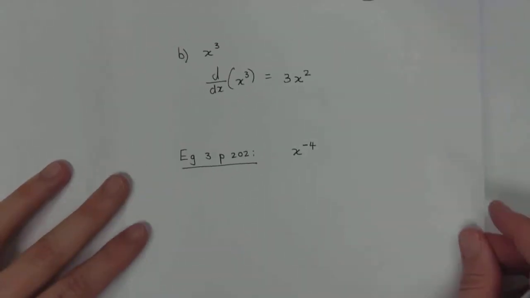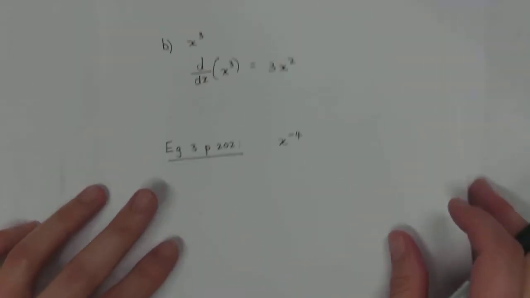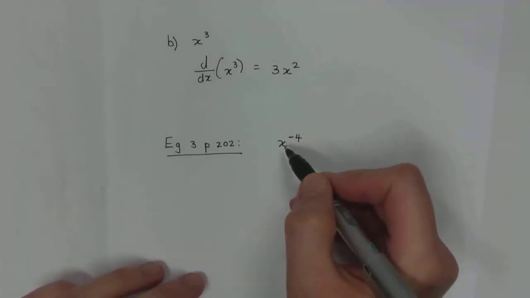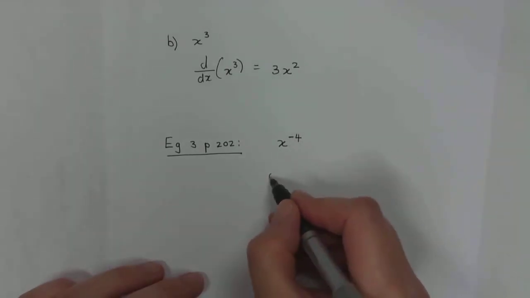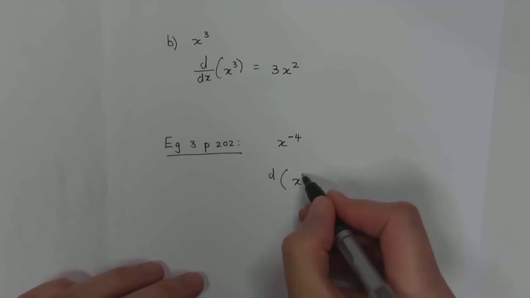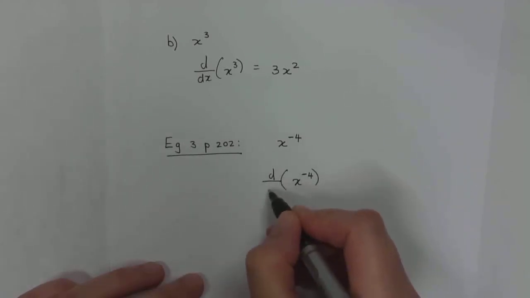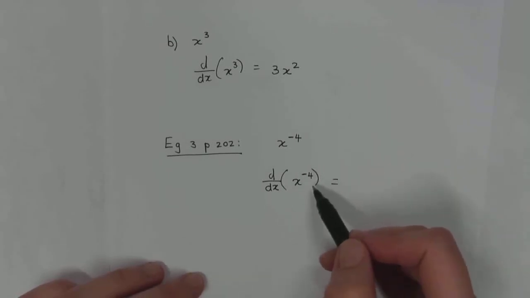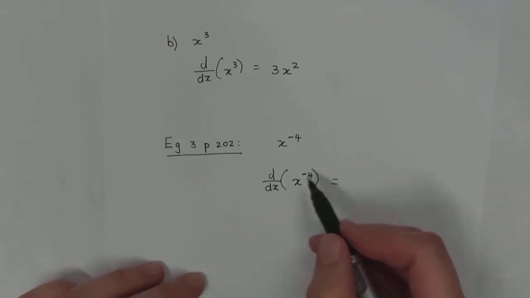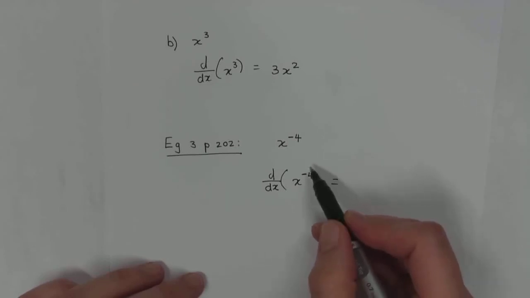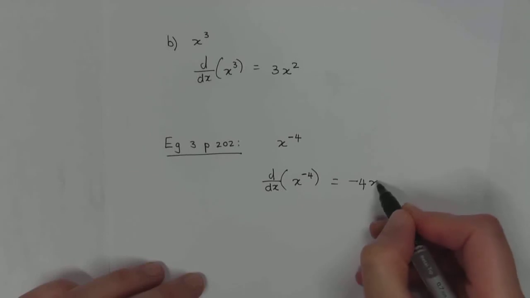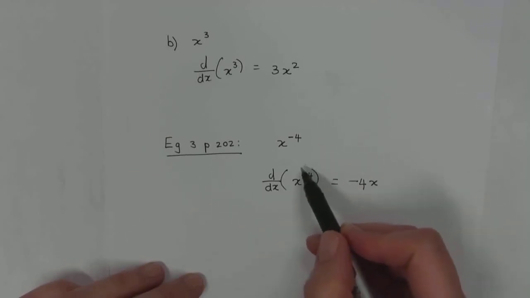Now the next one, also in the textbook, example 3 on page 202. It says, please find the derivative in terms of x of x to the power of negative 4. Now again, I'm going to write that notation, the derivative of x to the power of negative 4 in terms of x. There we go. Now, just because the exponent is negative doesn't change anything. I'm going to use that exact same rule which says we multiply negative 4, which is my exponent, by x. There you go. And then I make that exponent 1 less.